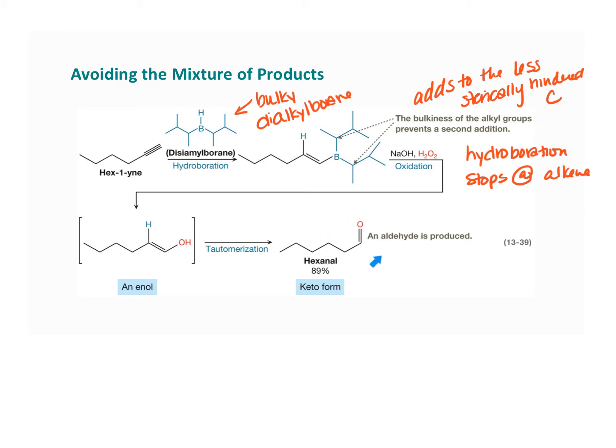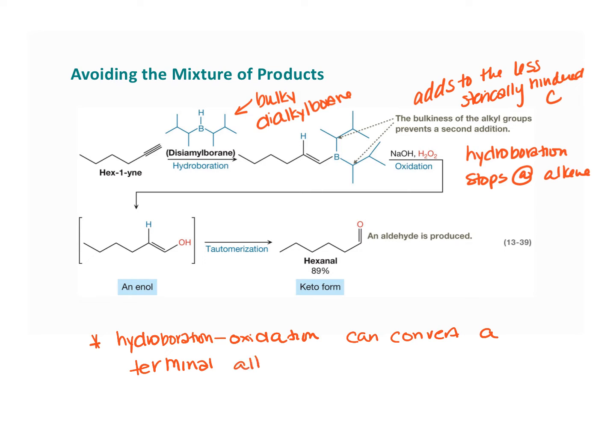In this case, what we see here is an aldehyde. So we can summarize this by saying this hydroboration-oxidation is a really useful way to convert a terminal alkyne into an aldehyde. This reaction can also be used to convert an internal alkyne into a ketone, but again, we get a mixture of products unless that alkyne is symmetric. And again, a mixture of products is not what we want.